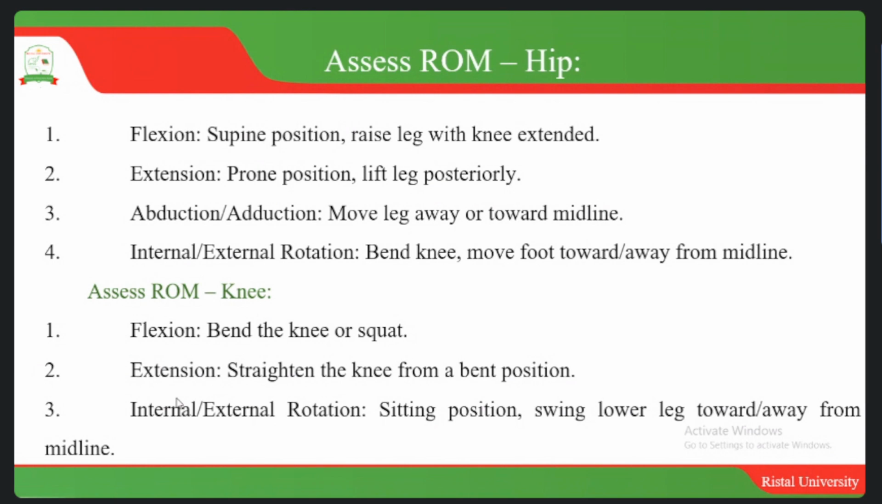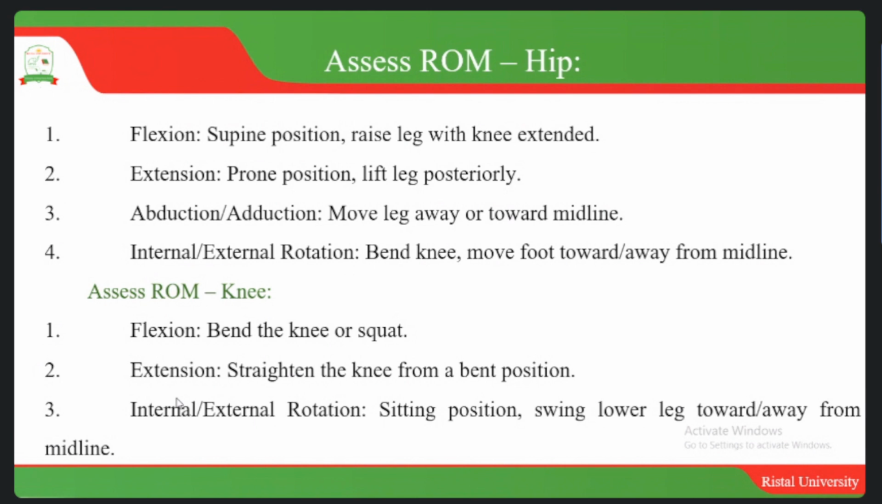And also now you need to assess the knee itself. So flexion: bend the knee or squat. Tell the patient to try to bend. If he's able to bend his knee or squat, then that is good. Extension: straighten the knee from a bent position. If you're bent, are you able to make your knee straight? Then external and then internal rotation.